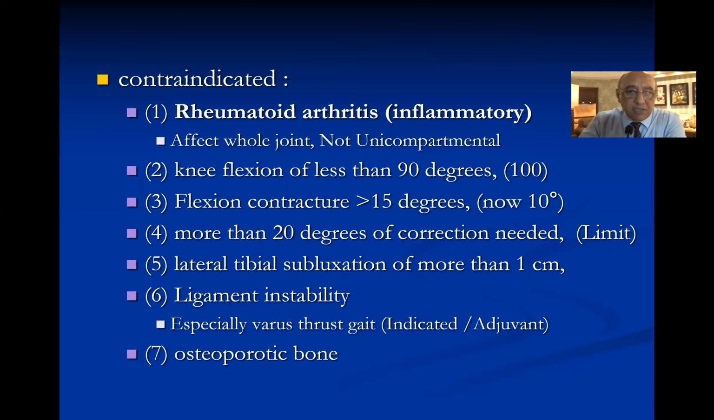The lateral tibial subluxation of more than 1 centimeter. Ligamentous instability is probably not a contraindication. It's even now an indication of upper tibial osteotomy to restabilize the knee, and maybe an adjuvant to ligament reconstruction surgery, and osteoporosis.